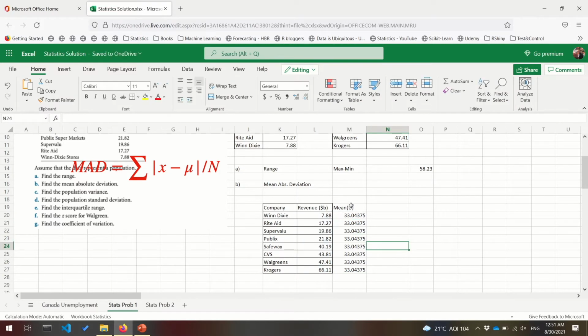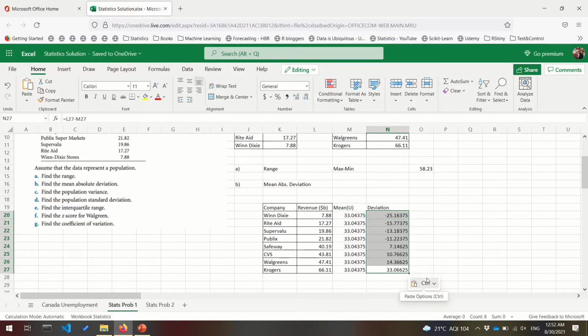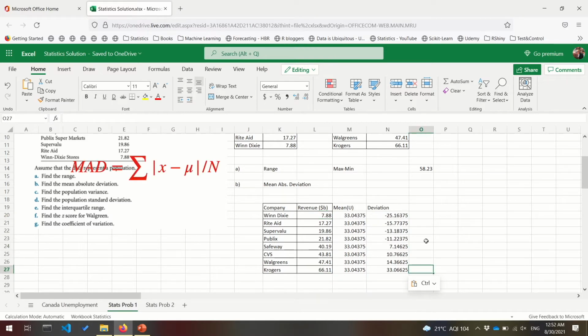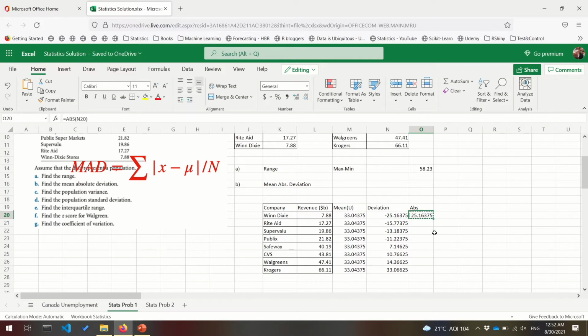Okay, so here I have the mean for this entire range. Now I'll try to calculate the deviation. As you remember, deviation is x minus mu. So I calculate the deviation from the mean. So this is minus 25, and this is positive 33. So this is your deviation, and then I will apply the absolute value to all those data points.